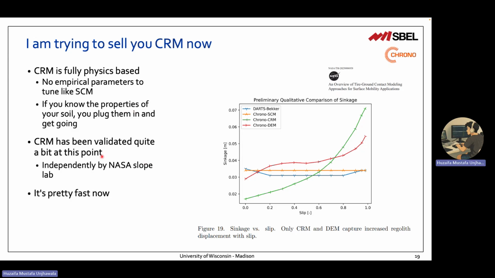The other thing is it's been pretty well validated at this point, because NASA has been independently trying to find the difference between the different Chronos. They published this report very recently, like 2 months back, and you can see sinkage versus slip curves. What they claim is that Chrono CRM and DEM, when compared to Chrono SCM and DARTS Becker, which is similar to SCM, are the only ones that produce a sinkage slip curve that's physically viable. Of course, there's no experimental data here, but it just says that the sinkage and slip produced by these two make physical sense.